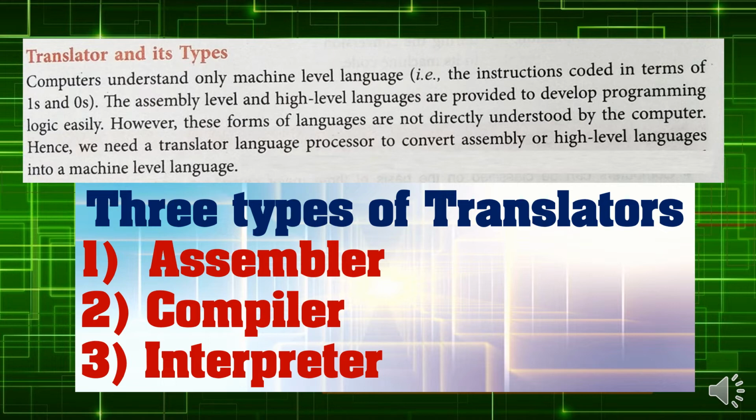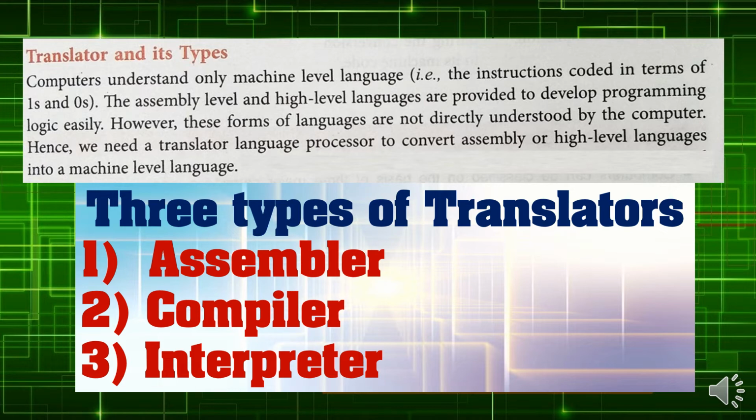Now, to convert the mnemonics into a machine level language, we need a certain kind of translator. Same as to convert a high level language, that is the standard language which we use nowadays, into a machine level language, again we need a translator. Why do we need a translator? Because as we know, the computer understands only the machine level language, that is the binary language.